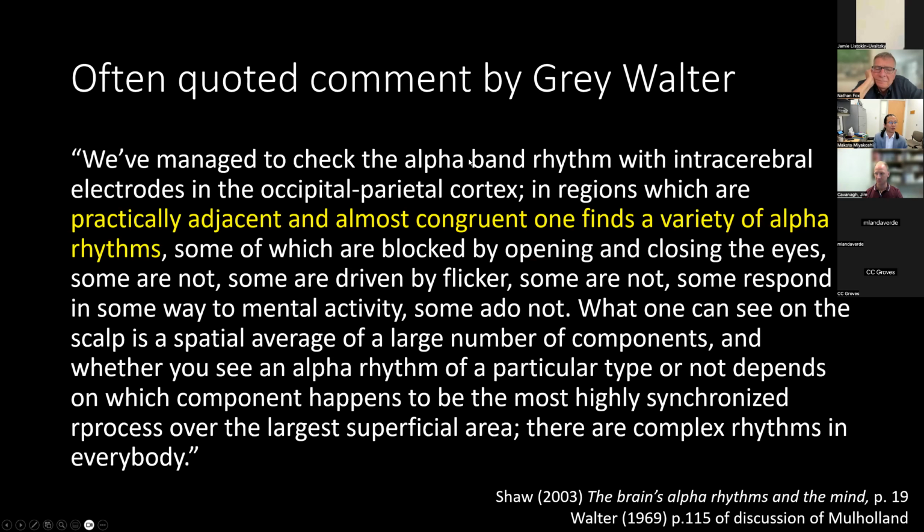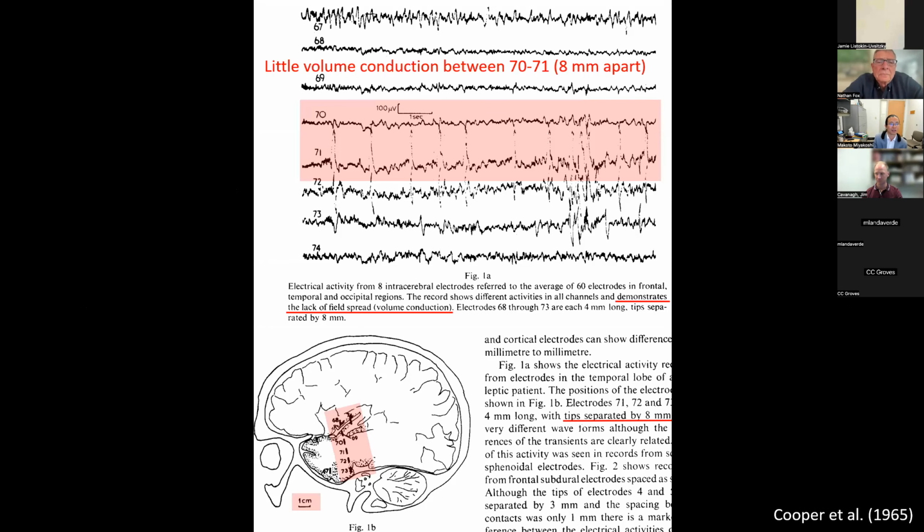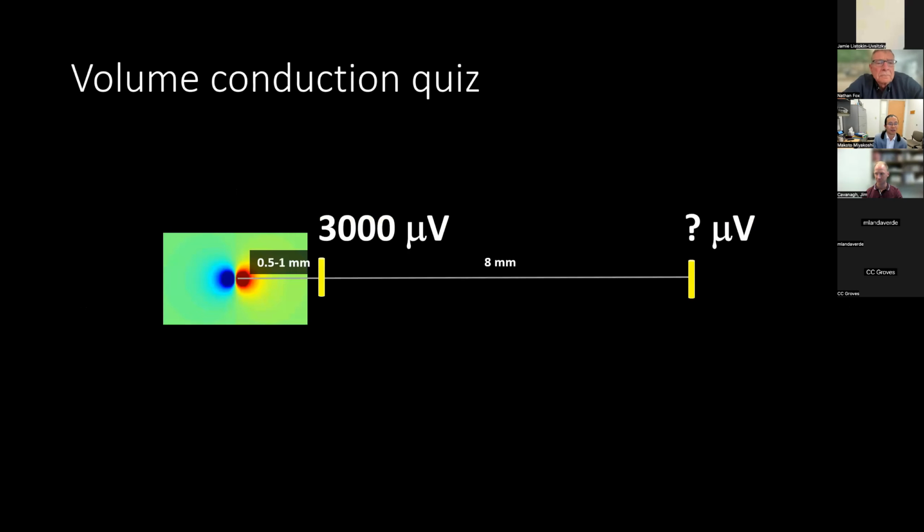And this is also the very often quoted comment by Gray Walter. He said, when he measured alpha activities, practically adjacent and almost congruent in one field, he could still observe a variety of alpha rhythms. So in cortical recordings, this happens. So we have to take it as a fact. And the explanation is this.